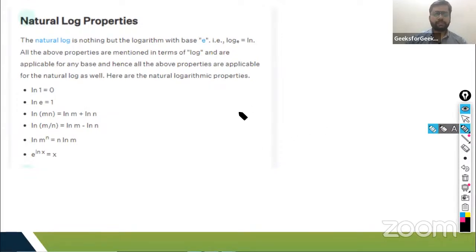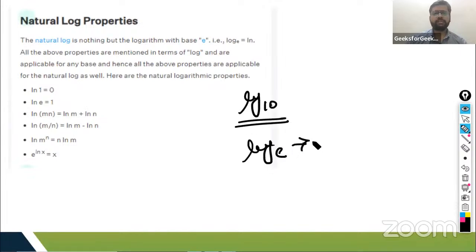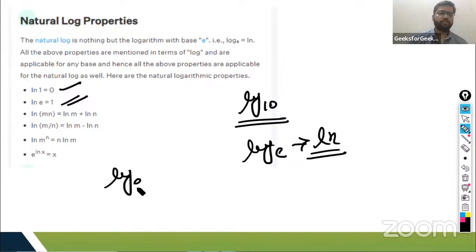See, the difference between the log we write, because it has a base 10, but the log when the base is e, it's called ln. We can call this ln. So ln 1 has also the same property. This ln e is equal to log base e, that is equal to 1. So ln e is equal to 1. Product rule, difference rule, power rule, these all are the same properties, which are called the natural log properties.